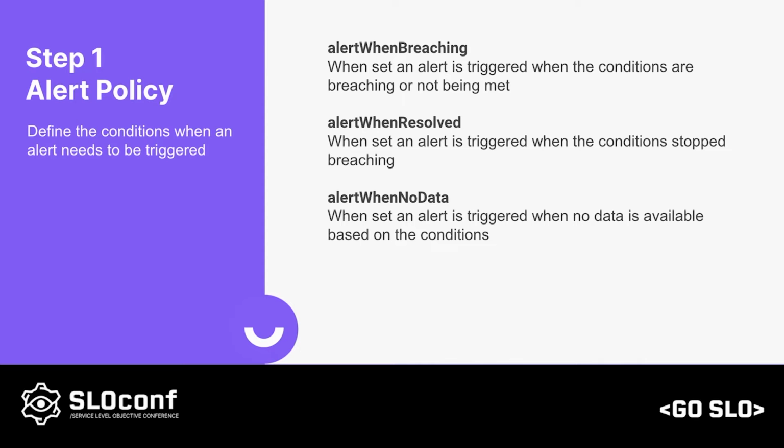For each alert policy, a decision needs to be made in which circumstance an alert needs to be triggered. First, there is an option named alert when breaching. When set to true, an alert will be triggered when the objective is breaching the threshold defined in the alert condition. Secondly, the alert when resolved allows you to trigger an alert when the breach of the condition has been resolved. Lastly, the alert when no data allows triggering an alert in the special case when the objective's value could not be calculated and thus not meet the condition.